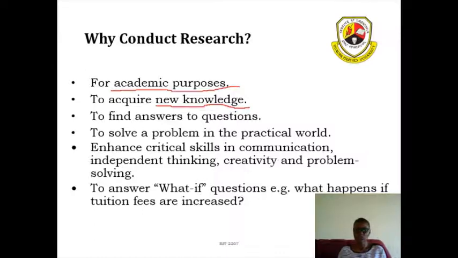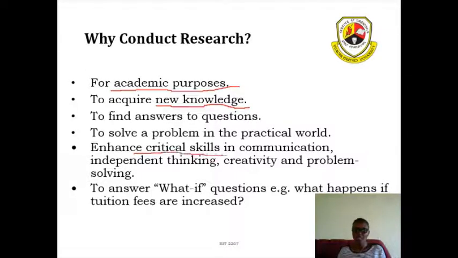Solve a problem in the practical world. Because that's essentially why academics are there, to solve problems. Sometimes, as we shall see, some research is not necessarily there to solve problems, but essentially that's the purpose of research being done.